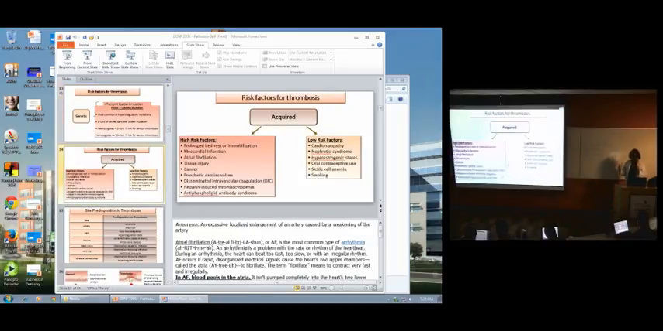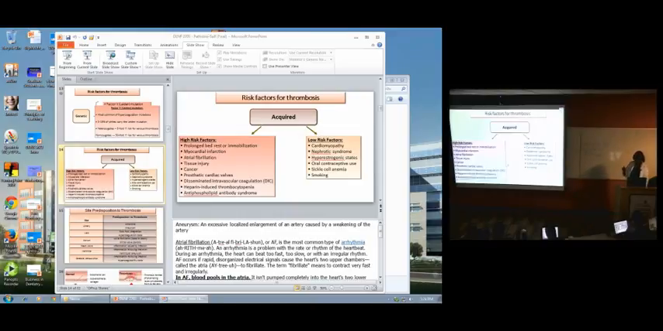The acquired ones tend to be a little more common, and these are things you may identify with: prolonged bed rest or immobilization, myocardial infarction, atrial fibrillation, tissue injury, cancer, prosthetic cardiac valves. And then the list. These are the two sets of things that I put, the high risk and low risk. They both increase the risk, but the ones on the left increase the risk a little bit more.